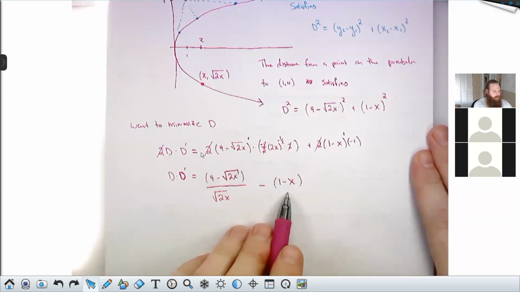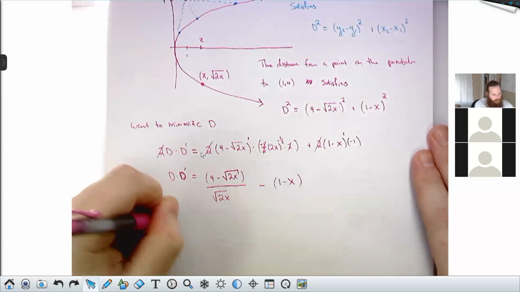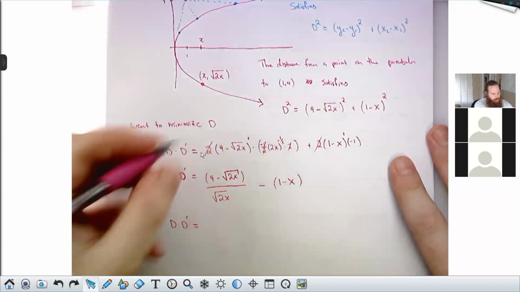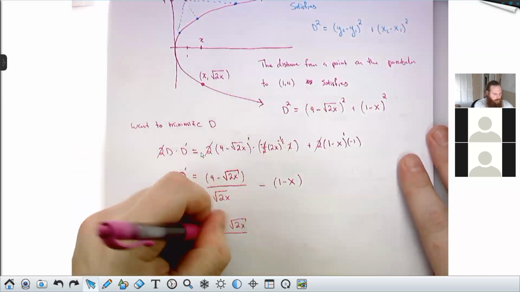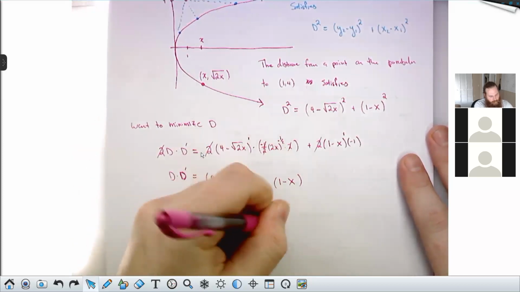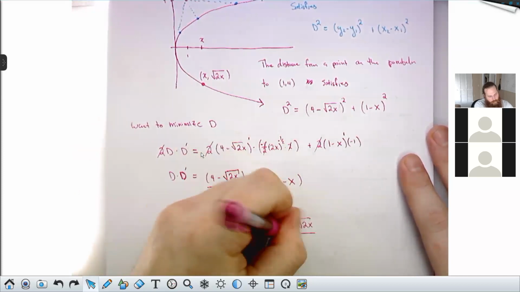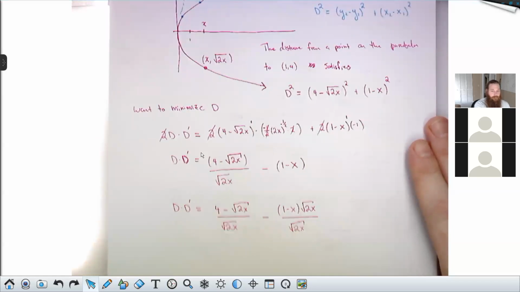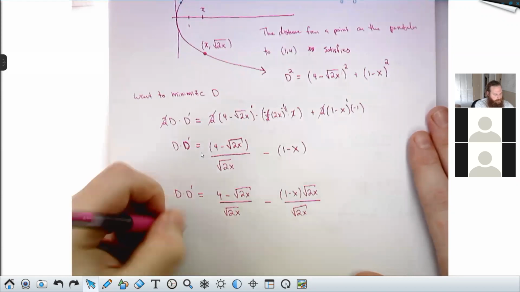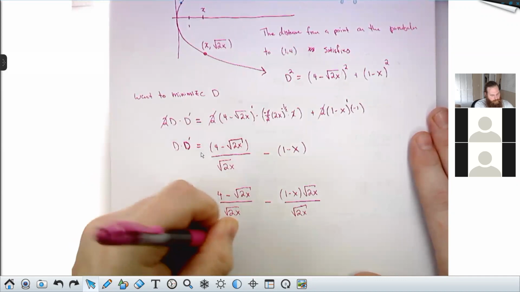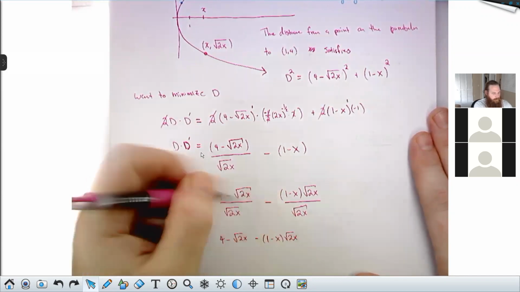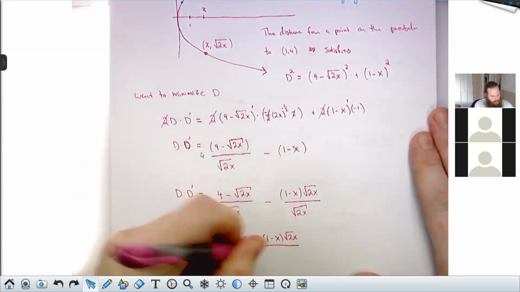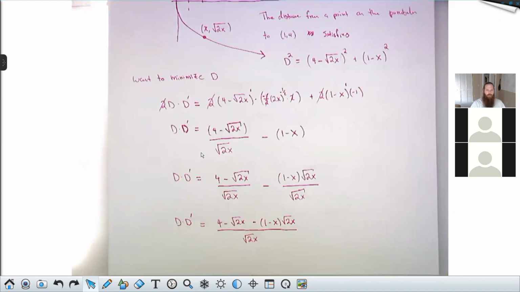Now I'm going to have a common denominator on the right-hand side. Eventually I'll divide over by d. D times d prime here. I'll multiply by 2 root x over 2 root x. Or sorry, root 2x. So I'll get 4 minus root 2x over root 2x minus 1 minus x root 2x over root 2x. And now I can put these together into a single fraction. Upstairs here, we can distribute this and then subtract, and we'll see what we get.